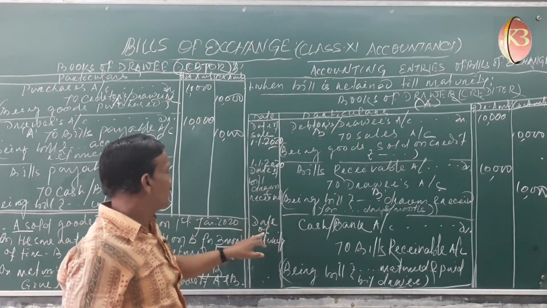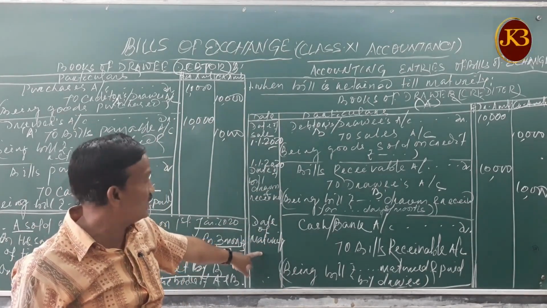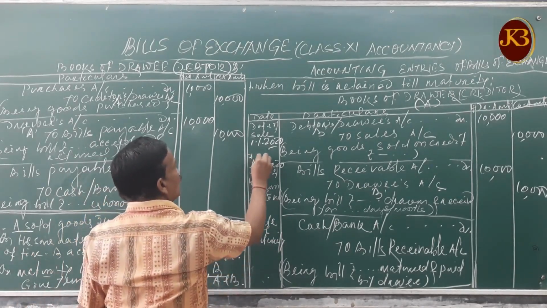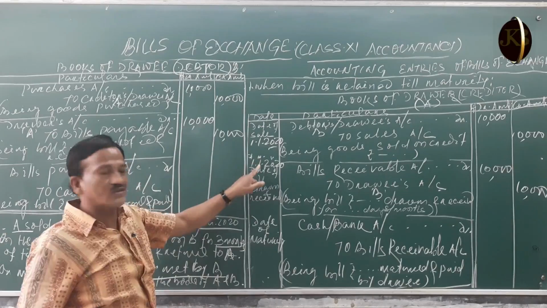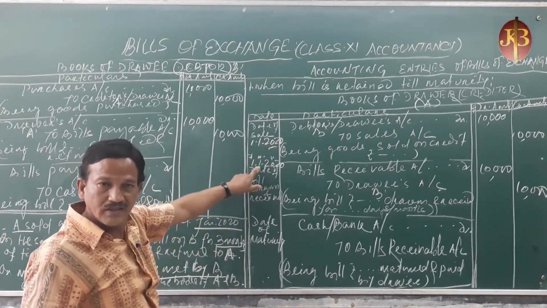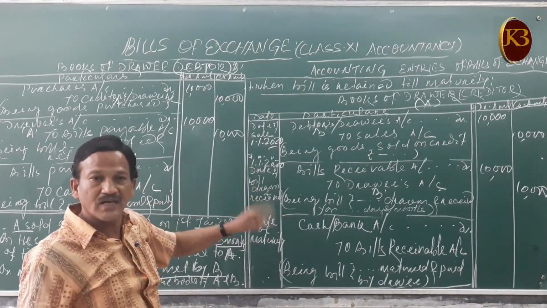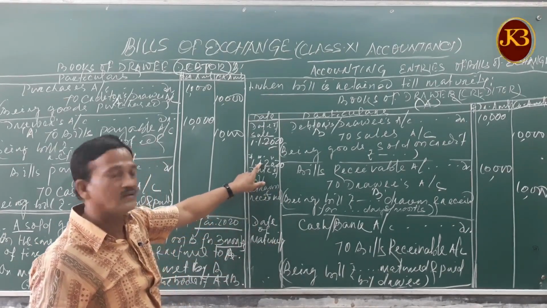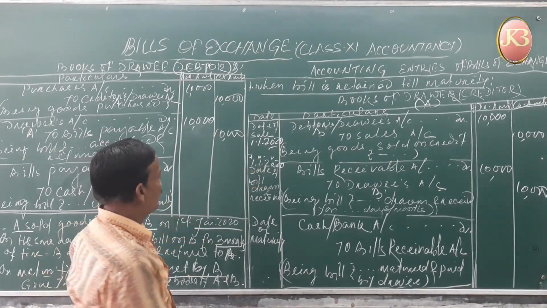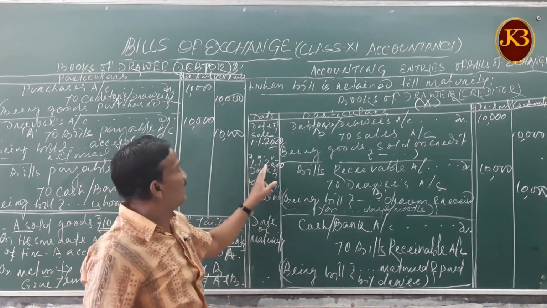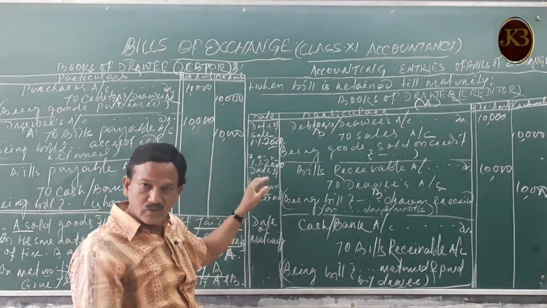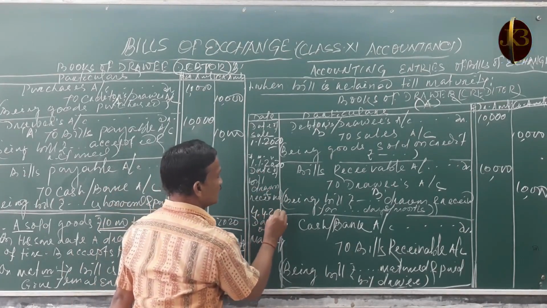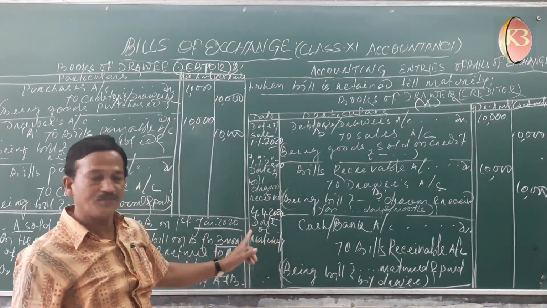Then next is your date of maturity. Calculate the date of maturity. 3 months time is there. So this is date, month, this is year. Add 3 months: first month, second month, third month, 3 months completed, that means March. So 1st April 2020 is the due date plus 3 days extra, that is 4th April 2020. So that is the date of maturity.